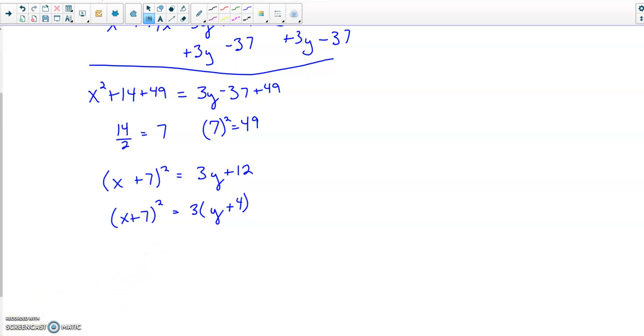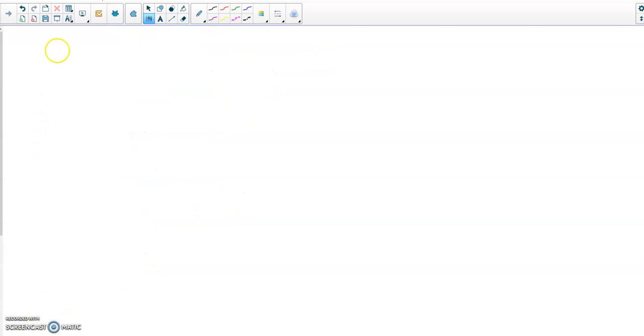Okay, let's try one more. Let's step up our fun. Let's try a negative 3y squared plus x plus 54y minus 239 equals 0. Okay, so you see we have a number in front of y. So what we're going to do is divide everything by negative 3.